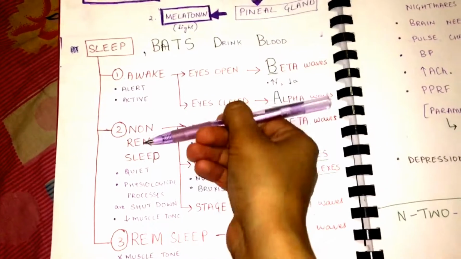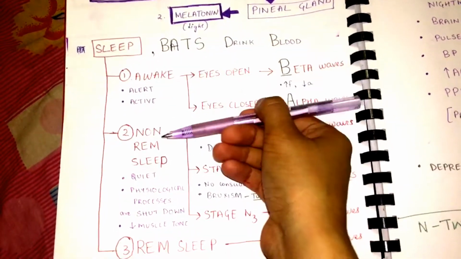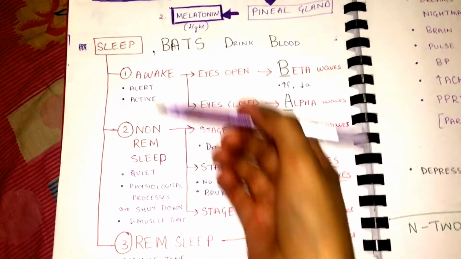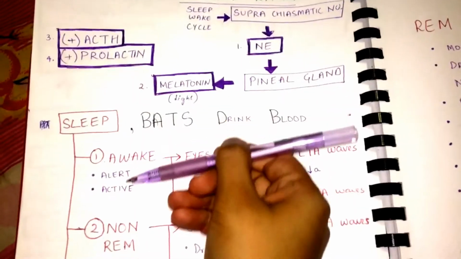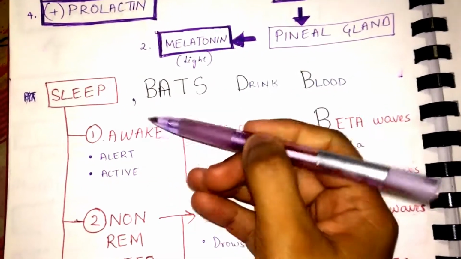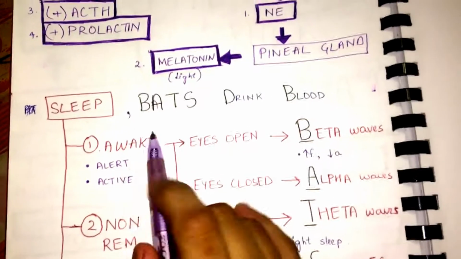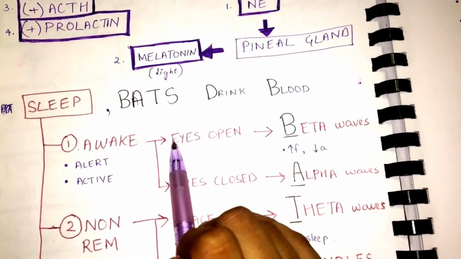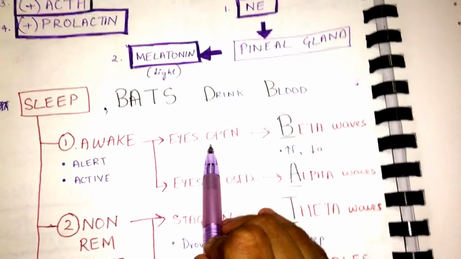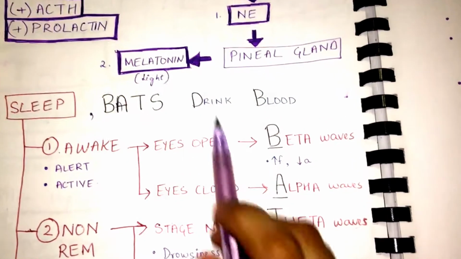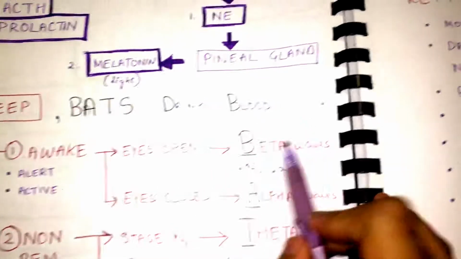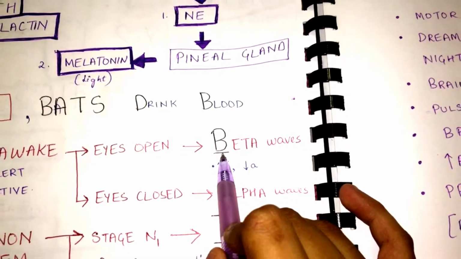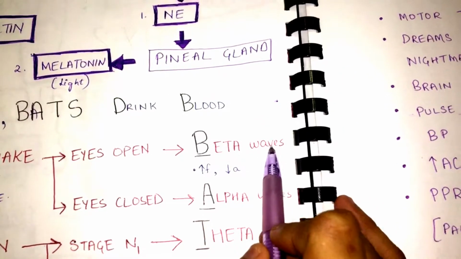So there are 3 stages of sleep: the awake stage, the non-REM sleep, and the REM sleep. The awake stage is when the person is alert and active, and totally conscious. In the awake stage, again there are 2 stages: when the person's eyes are open and when the person's eyes are closed. Whenever the patient's eyes are open, you can see beta waves in the polysomnograph.